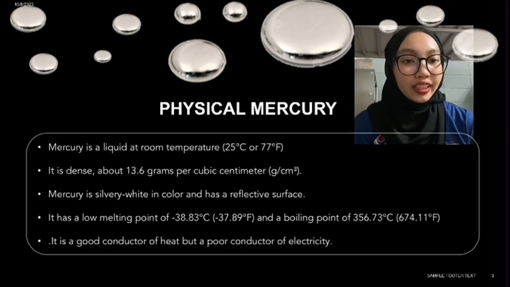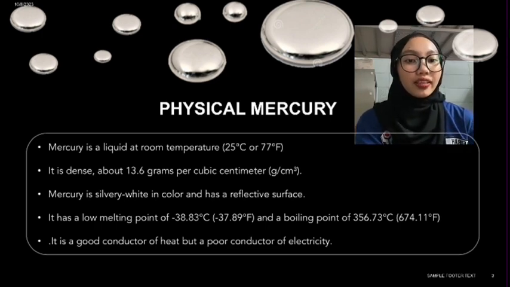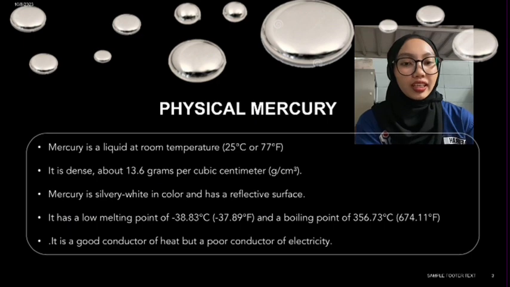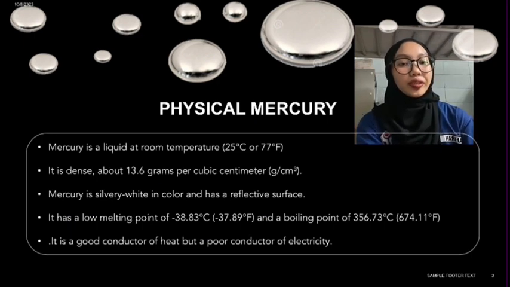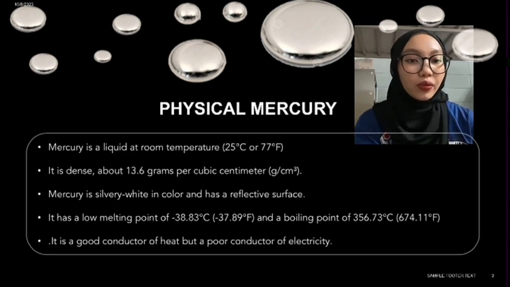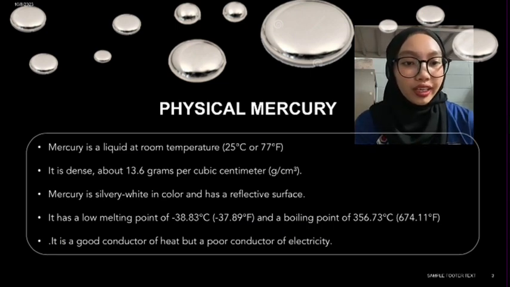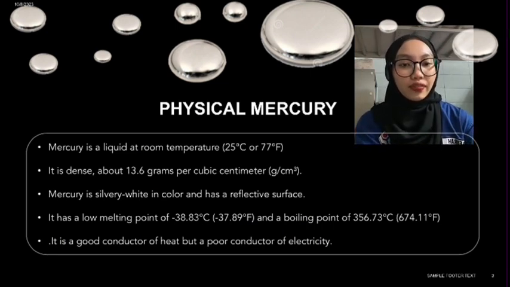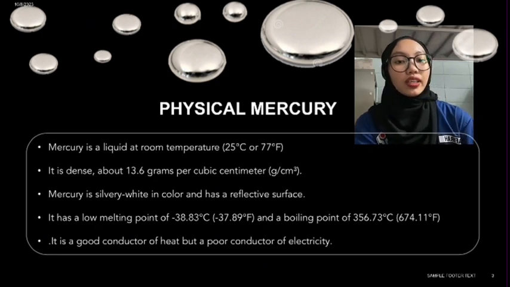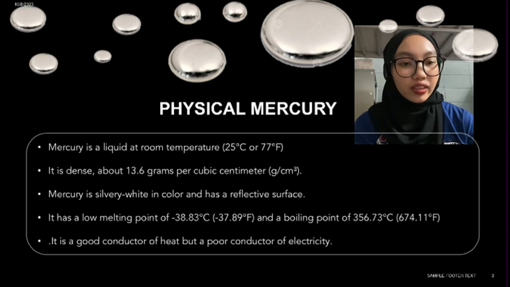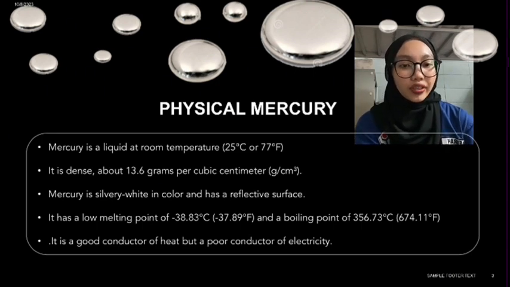Mercury has a high density, meaning a relatively large amount of mass is packed into each cubic centimeter of space it occupies. Mercury is silvery white in color and has a reflective surface. Its appearance is similar to silver, and its surface reflects light, giving it a shiny, mirror-like quality.